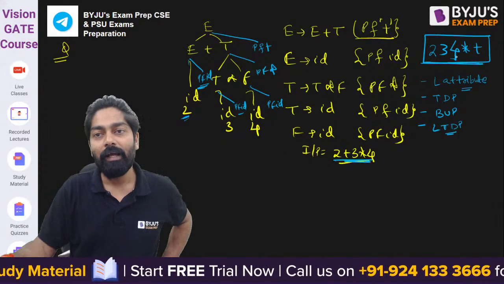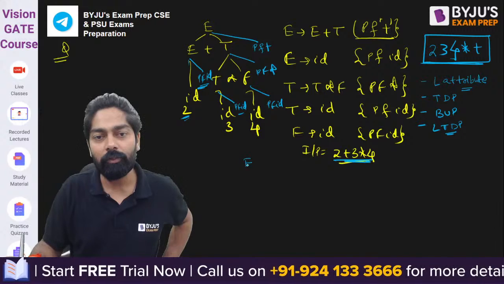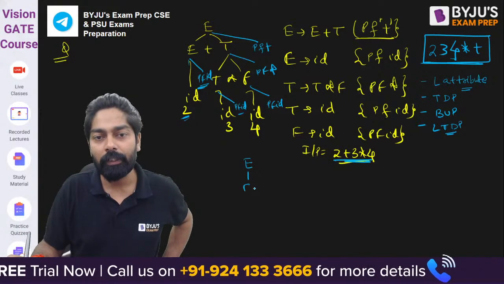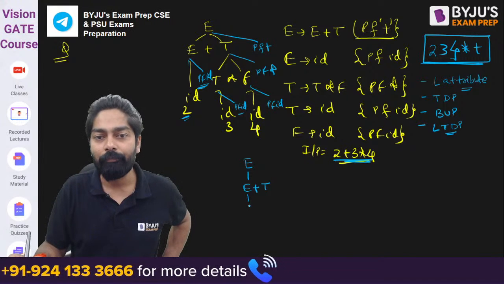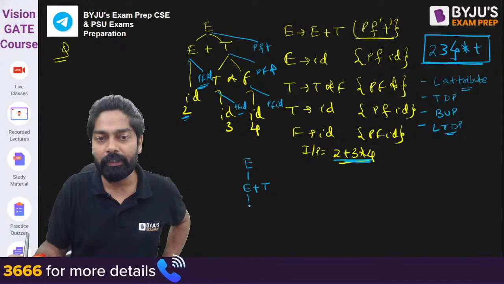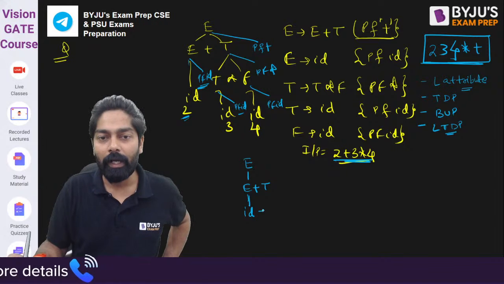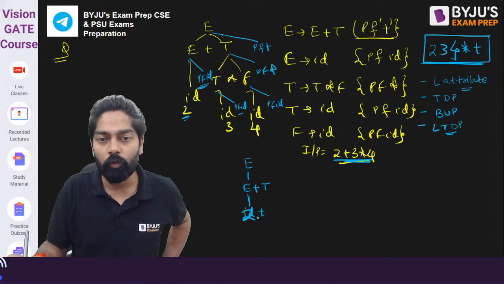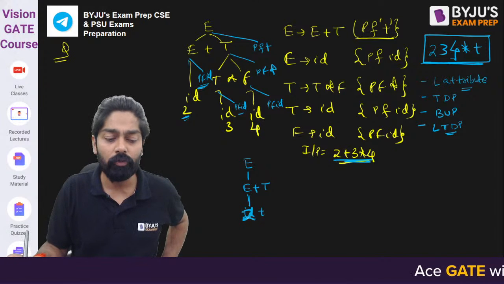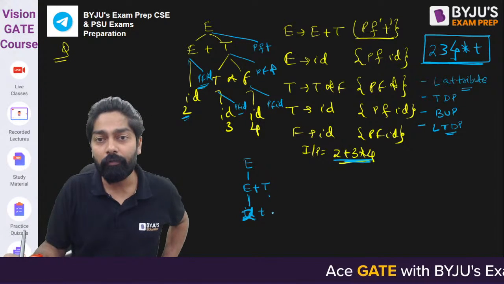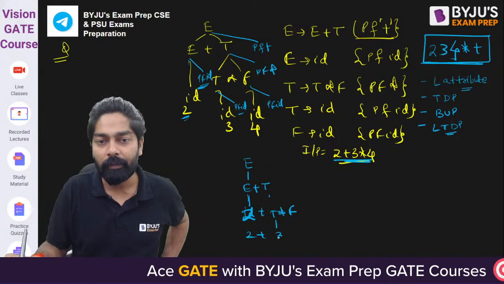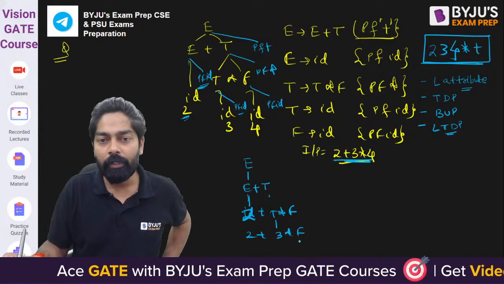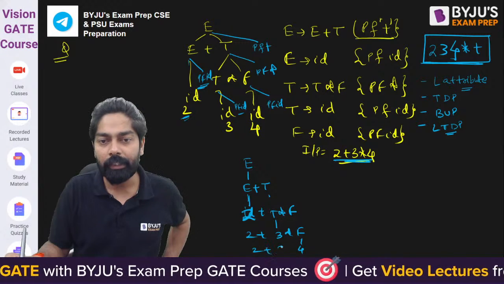See clearly, I want to draw this one. E goes to E plus T. Now what will I do? E goes to id, the leftmost derivation, so 2 plus T, not 2 plus ti, my dear friend. Now T goes to T star F. Leftmost T is id, it is 2 plus 3, star F, and F is 4. So we have 2 plus 3 star 4.